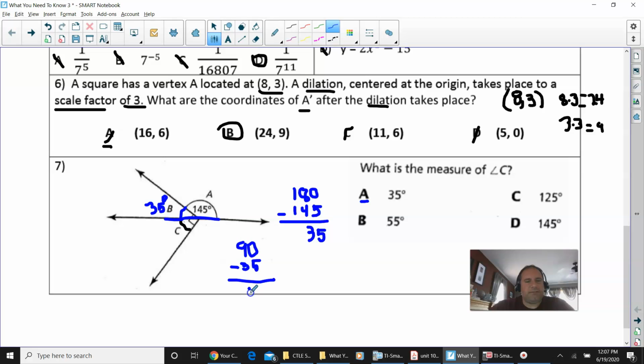So how much is it? It is 55 degrees. So B would be your answer there, and this is 55. Notice that 55 plus 35, if you want to check it, equals 90 degrees. Notice that 35 plus 145 equals 180.